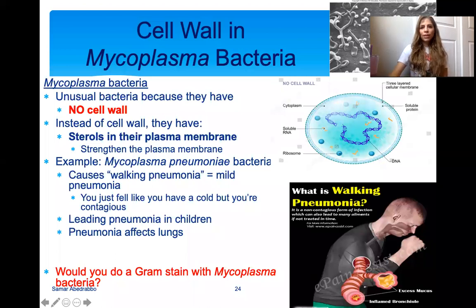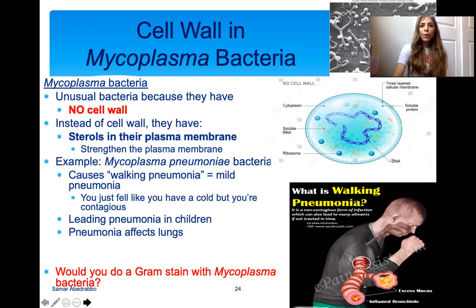So one of my questions with this slide was, would you do a gram stain with Mycoplasma bacteria? And the answer is no, because they do not have a cell wall. So the gram stain won't work. So we have our gram-positive bacteria, gram-negative bacteria, and Mycoplasma bacteria, which have no cell wall. And instead of having a cell wall, they have sterols in their plasma membrane.